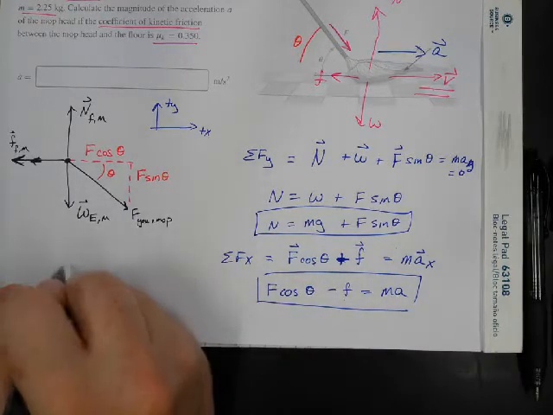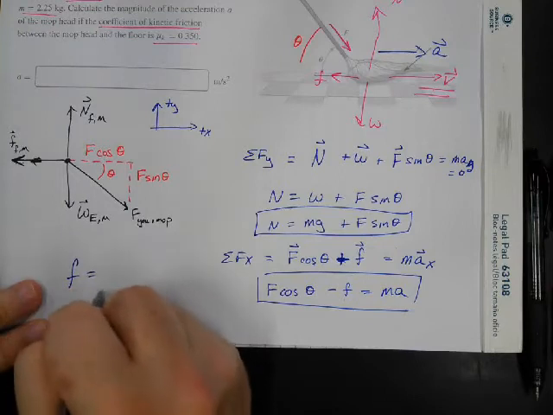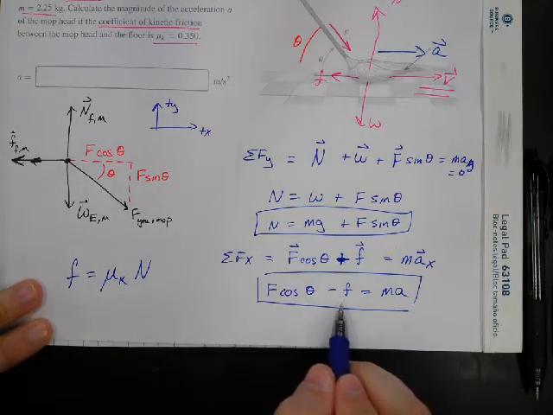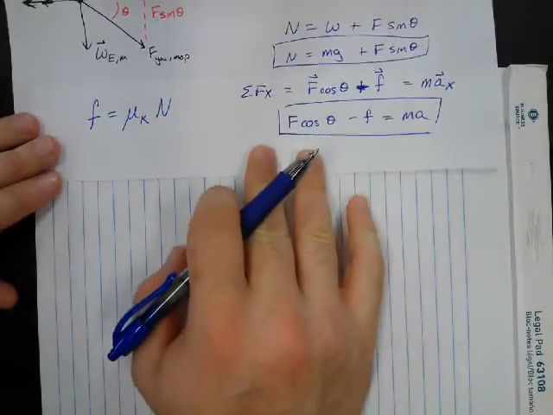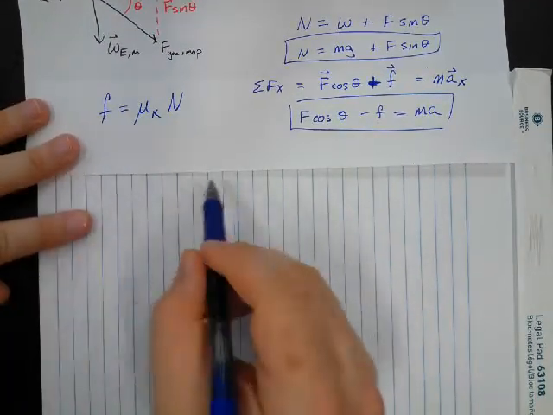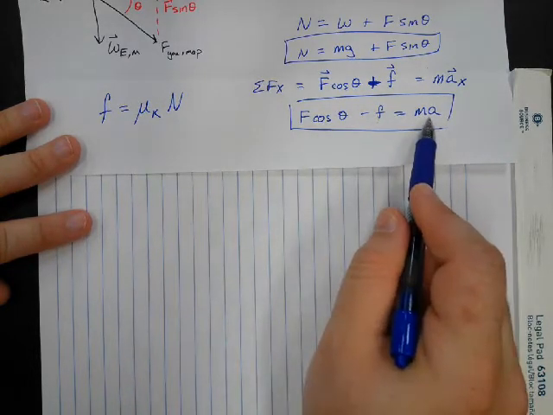We also need to note that this thing is moving. The friction looks like mu sub k times the normal force. So we can plug that in. So I need another sheet of paper here. And what we'll have is, we're going to write everything to solve for the acceleration.